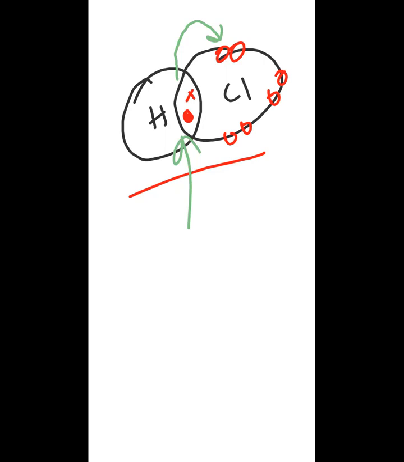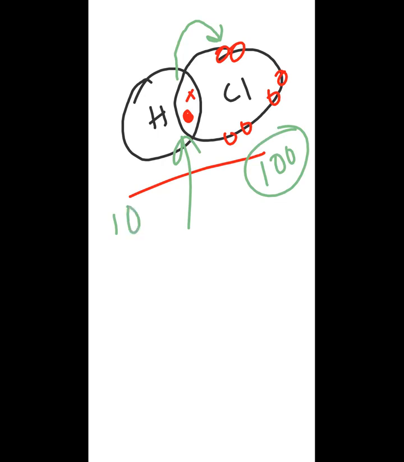But what will happen here? This electron pair will be held by the chlorine, meaning it will stay for a longer period of time around the chlorine nucleus. For example, let's say it is revolving around the chlorine nucleus 100 times, and then it will come back to the hydrogen and revolve around the hydrogen nucleus, for example, 10 times.